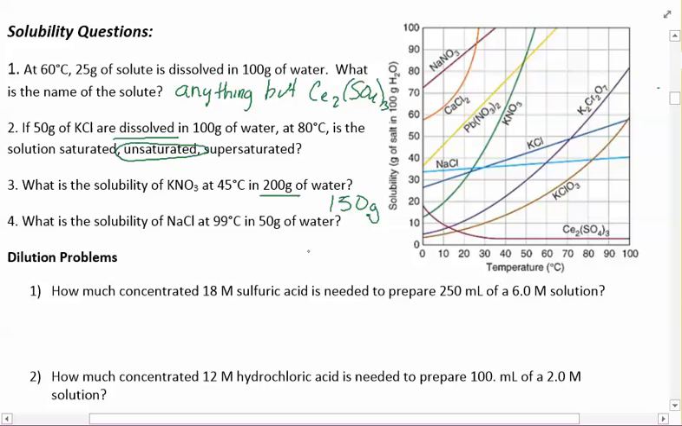And then the last one, what is the solubility of NaCl at 99 degrees Celsius in 50 grams of water? We would find NaCl at 99, which looks to be about 40 grams. So 40 grams of NaCl in 100 grams of water, which isn't what we want. The question was asking for 50 grams of water, so it would be about 20 grams of NaCl in 50 grams of water. So you can try the remaining problems here on your own.